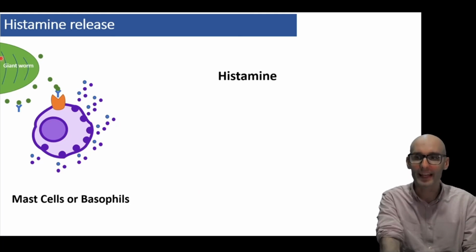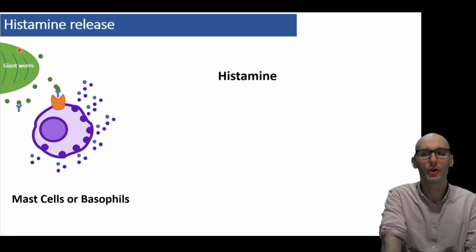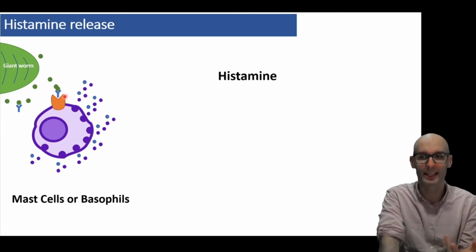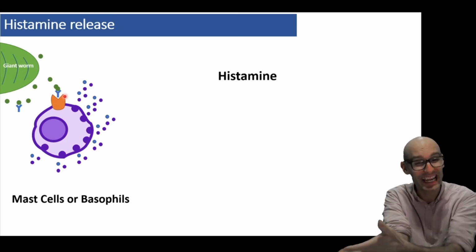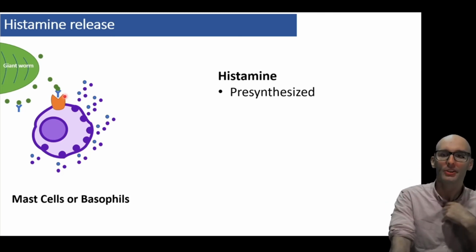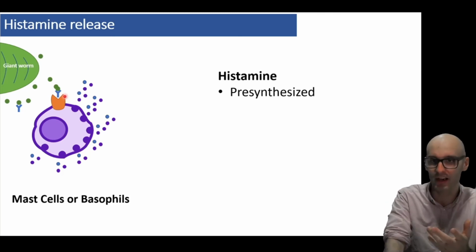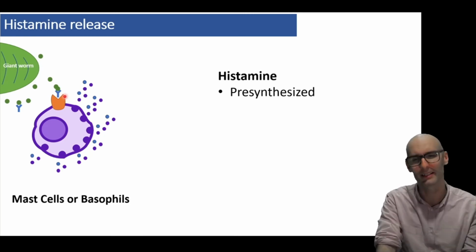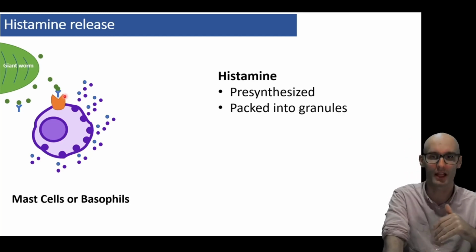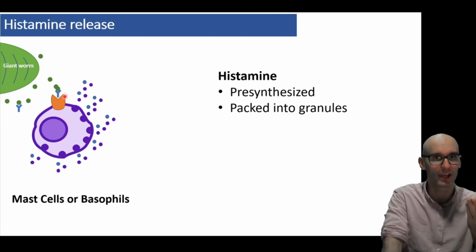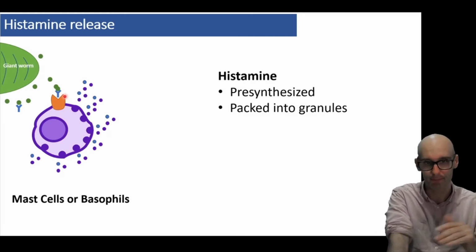So here's another example. We might have a giant worm that's secreting mucus, and an antibody will bind to that mucus, and then the Fc receptor will recognize that binding of the IgE that has bound to the mucus, and then it will cause degranulation. So histamine, unlike cytokines and other inflammatory signaling molecules, histamine is pre-synthesized. And it's packed into those granules, which makes it a bit different to cytokines, which are typically produced on demand.